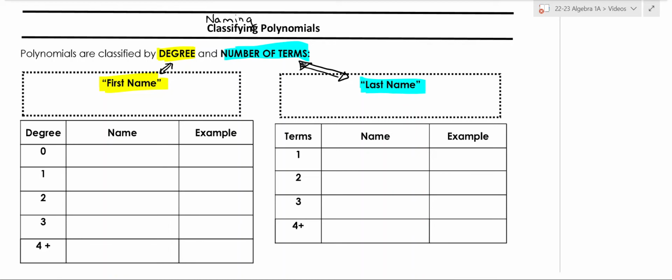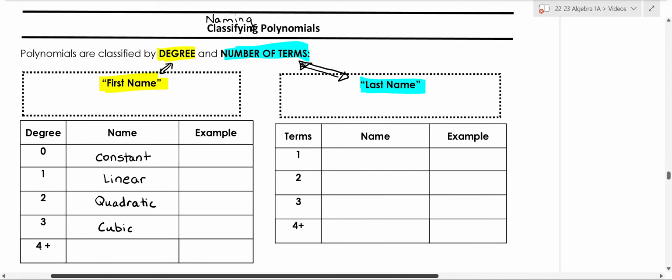So after you determine the degree, if the degree ends up being 0, then that means that the first name is going to be constant. If your degree ends up being 1, then we're going to call you linear. Don't make fun of their first names. If your degree ends up being 2, then we're going to call you quadratic. Hey, quadratic, how are you? If your degree ends up being 3, then we're going to call you cubic. Yo, cubic, what's up? How are you hanging out?